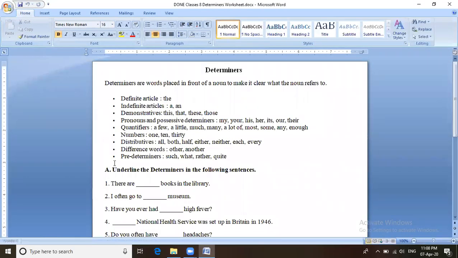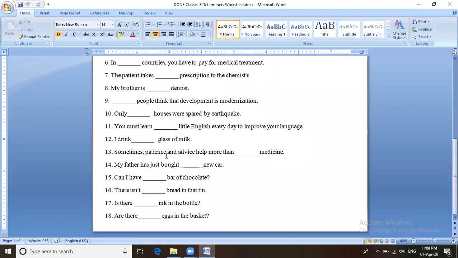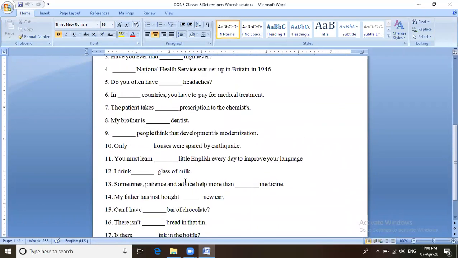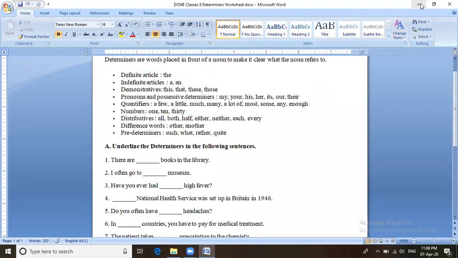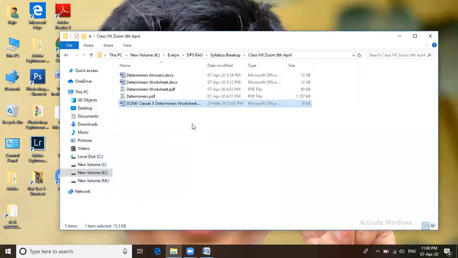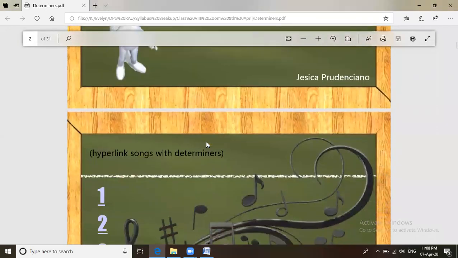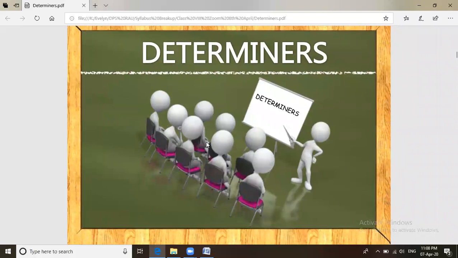Okay, and in the beginning, again, I had discussed in brief the various kinds of determiners, although I had not asked you, I had only asked you to fill in the blanks using some of these determiners. Today I'm going to first explain the various kinds of determiners, the classification, and then, again as revision, I'll be giving you a worksheet to do. See what determiners are.